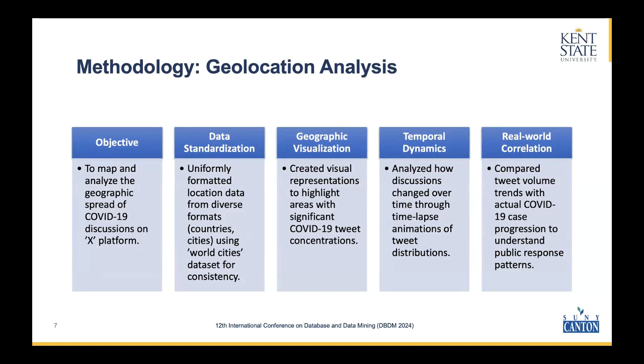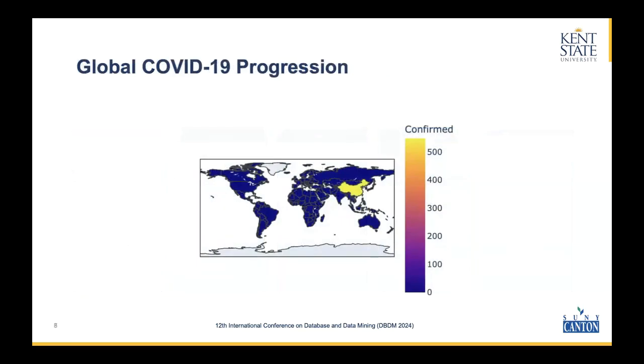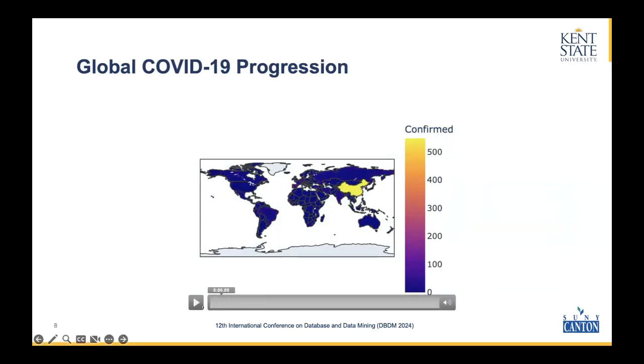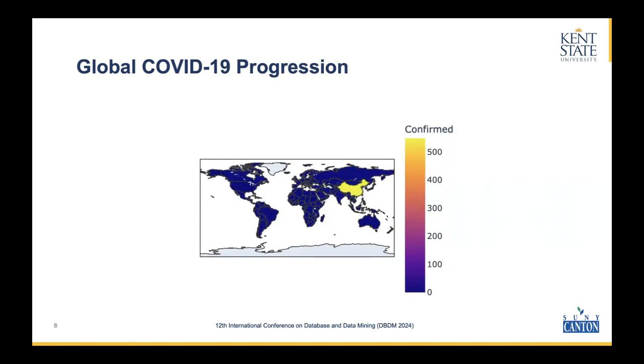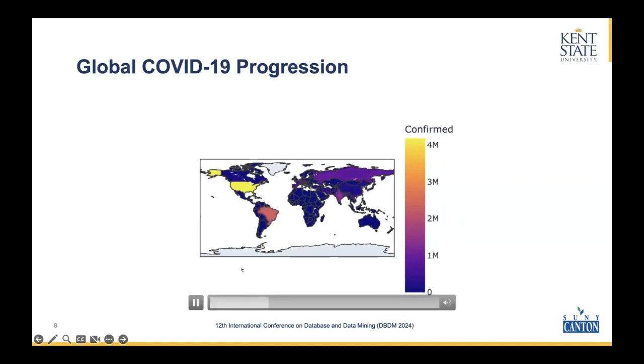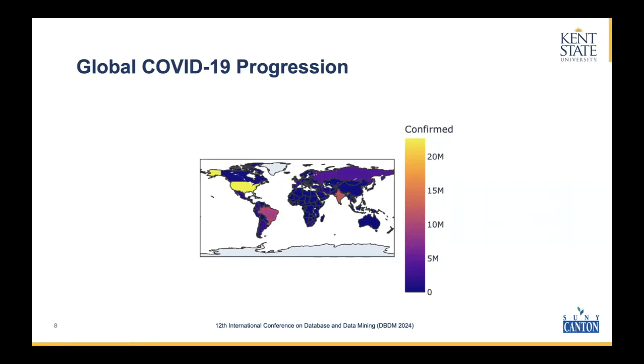Visualization of tweets by country. Post standardization, we visualize tweet concentration globally. Also, as a part of the geolocation analysis, we have prepared two animations. The first animation shows the global progression of confirmed COVID-19 cases, and we can see as time progresses, the spread of COVID-19 also increases globally.